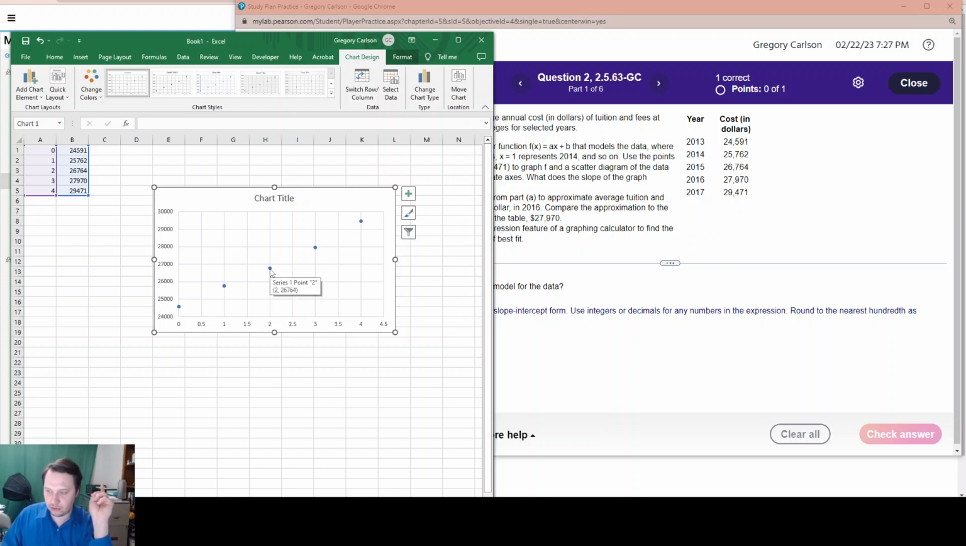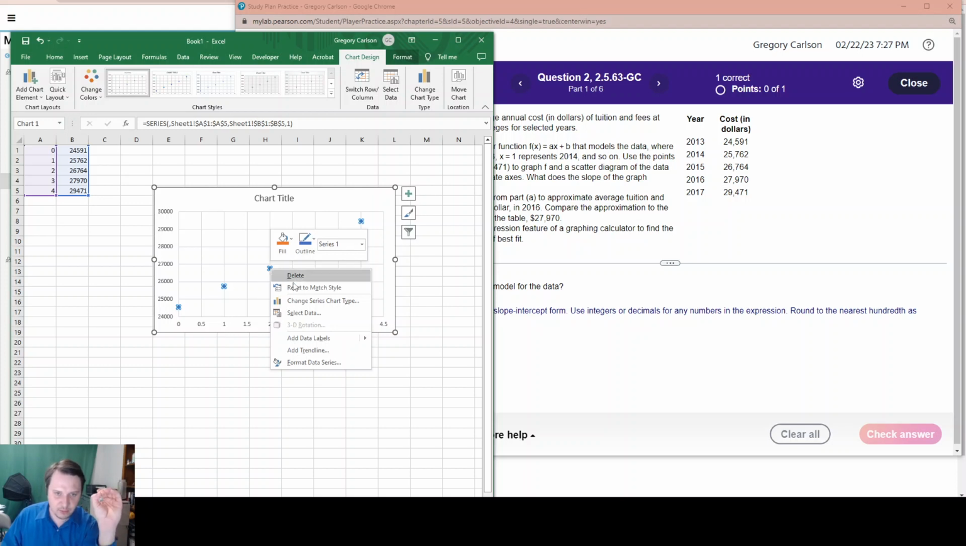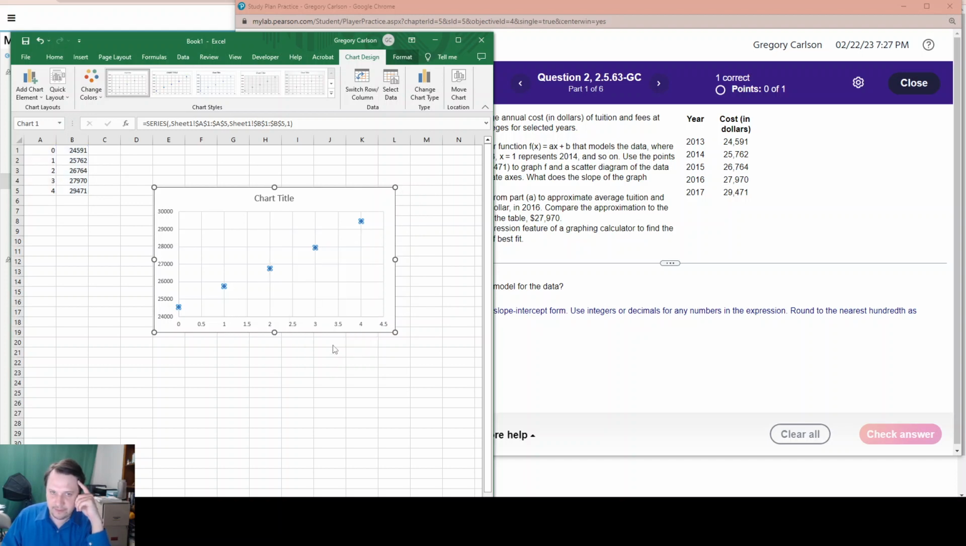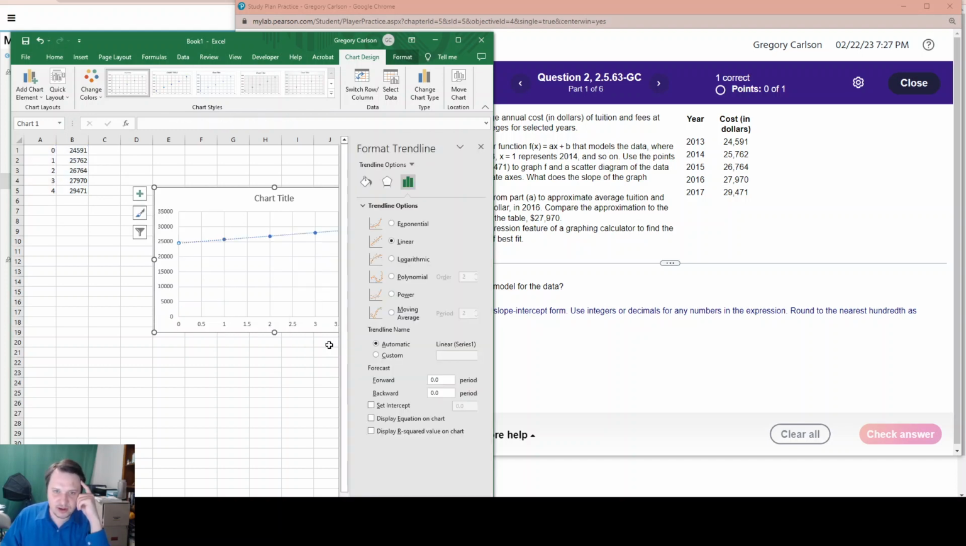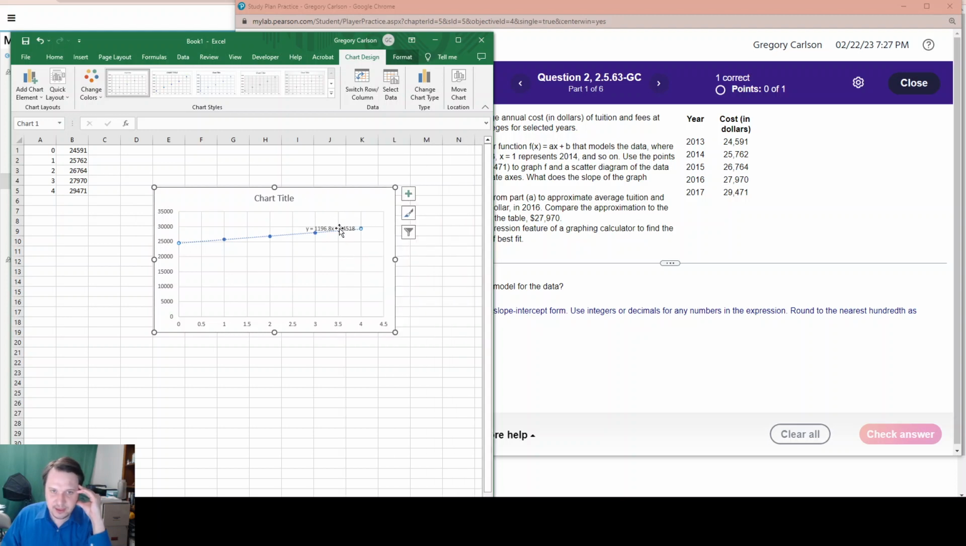Now what you're going to do is right-click on one of the points. So I just right-clicked on the point, and you're going to click Add Trend Line. Okay, so I just clicked on Add Trend Line, and here's the next step. You see down here it says Display Equation on Chart. First off, make sure that you're on linear. It should be on linear automatically. And then click Display Equation on Chart. And now I'm just going to close this options menu. And you can see that they've added the equation right there.